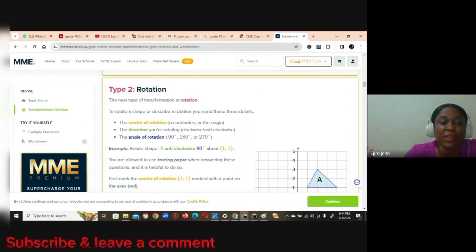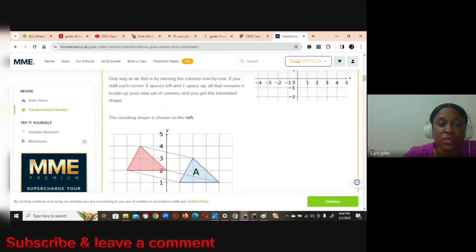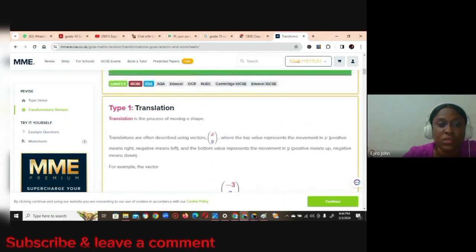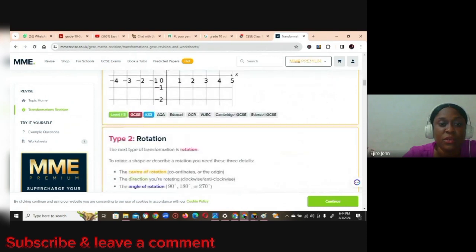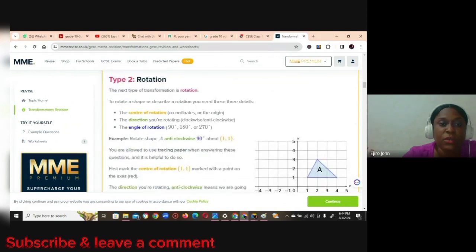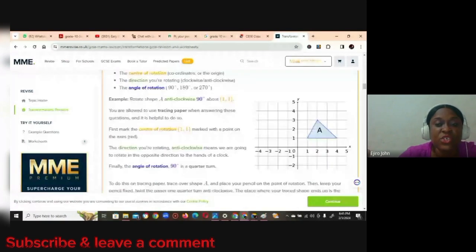Okay. So now let's look at rotation. The next type of transformation is called rotation. This one was called what? Translation. While this one is rotation. Okay. So now, to rotate a shape or describe a rotation, you need these three details. The center of rotation, the direction you are rotating, which is clockwise or anticlockwise, and the angle of rotation.